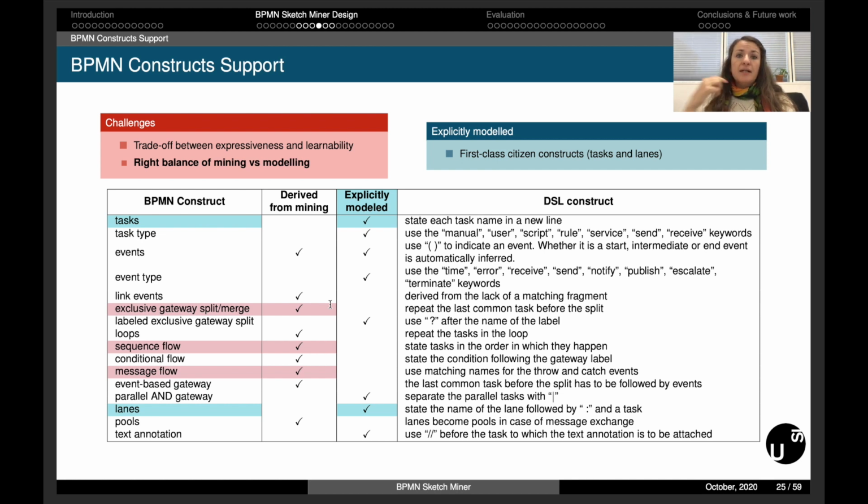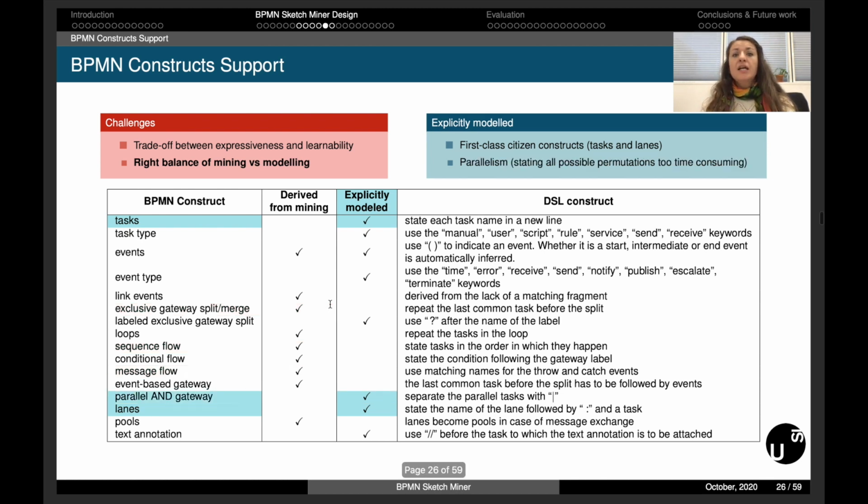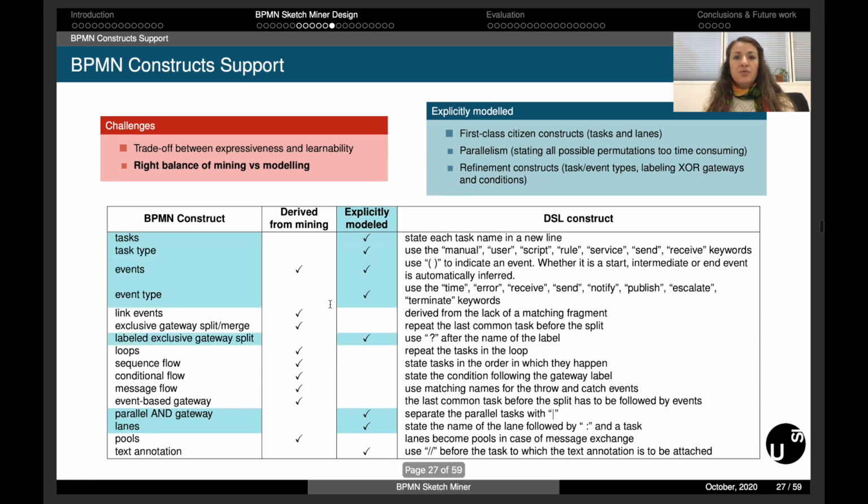Now we have decided intentionally not to use the mining algorithm for parallel tasks, in order to avoid the effort of stating different sequences of parallel tasks. So instead, we ask the user to state all the parallel tasks in the same line, separated by a pipeline. So basically, the only keywords that are used in the language are the ones for specifying the task types and the event types. Now, I don't want to bother you with the formal grammar of the language.